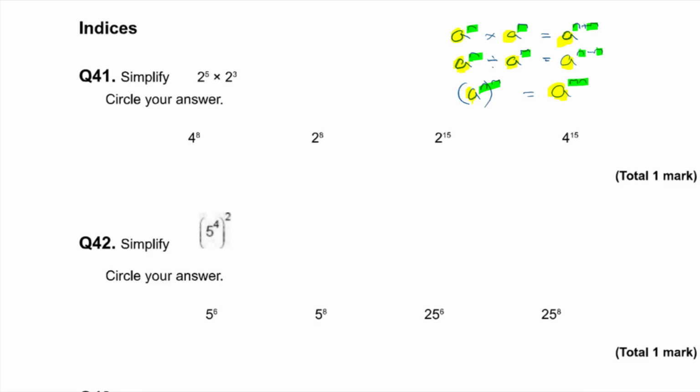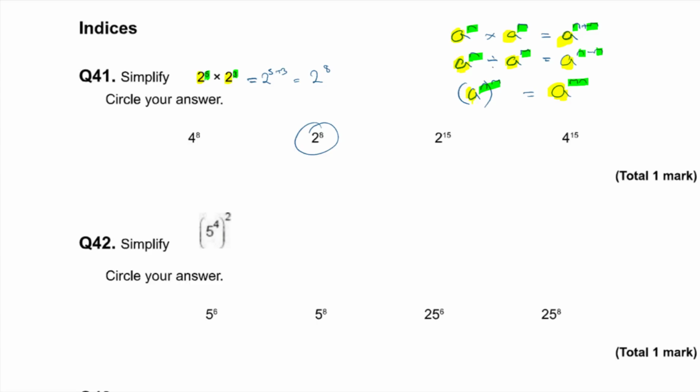So first up, we've got question 41. It's simplify 2 to the 5 times 2 to the 3. So you can see I've got two numbers with the same base, 2 and 2, and I've got indices on both of them, and I multiply them together. So our first rule over there says we need to add the indices. So 2 to the 5 times 2 to the 3 is going to be 2 to the power of 5 plus 3. That's 2 to the power of 8, isn't it? It's that one there.